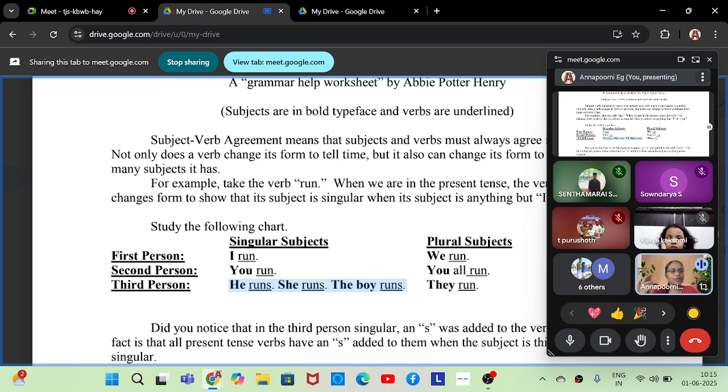Yes, so these are all singular subjects. With singular subjects we can say that only runs will come, not run, whereas they is a plural subject. They is a plural subject, hence we are using the word run. They run. So you can tell I, you, they, we are plural subjects. He, she, it are singular subjects. Okay, you can also write it. It runs. Instead of the boy runs, you can write it runs.